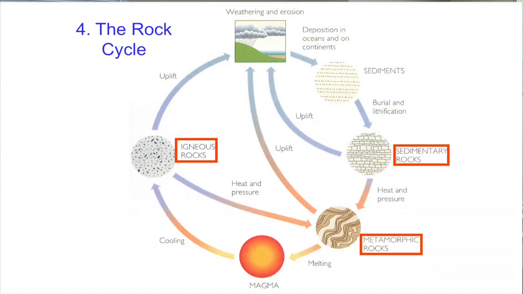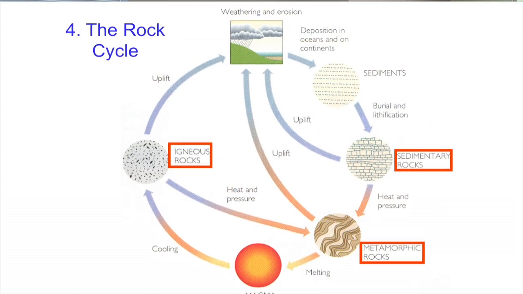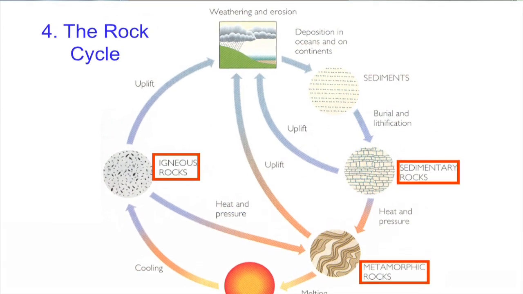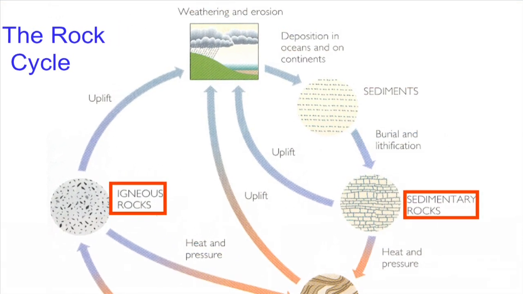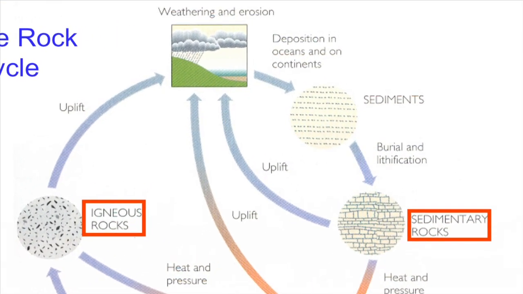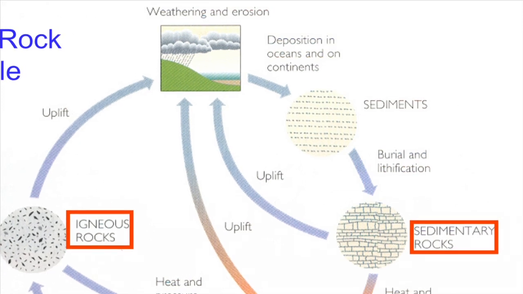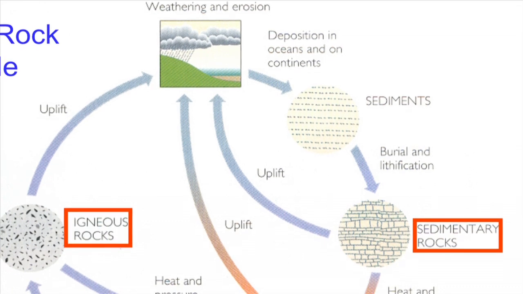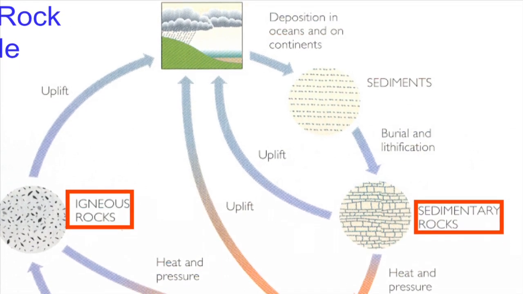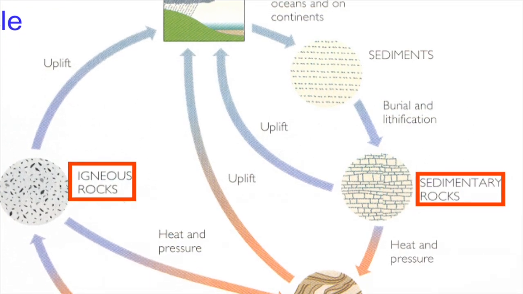Okay, we put all these three rock types together in this grand diagram called the rock cycle. Most of you should be familiar with it. But let's start at the very top where we have weathering and erosion. With weathering and erosion, we're making sediments. Those sediments are getting buried, lithified, and they're becoming what? What is that? Yeah, sedimentary rock. If you bury them deeply enough, they don't just become lithified sedimentary rocks, they can metamorphose and become metamorphic rocks.